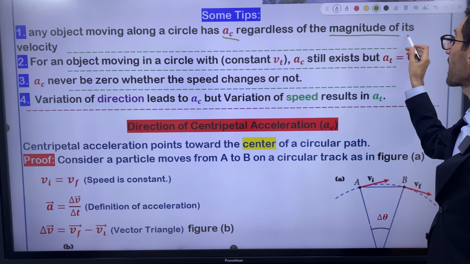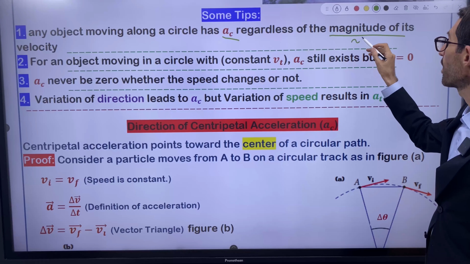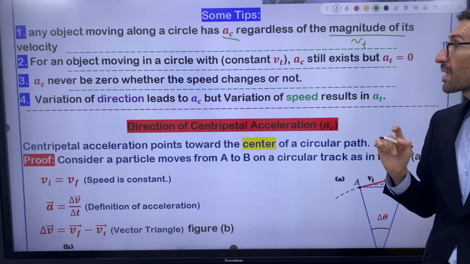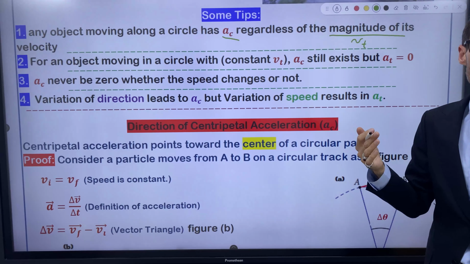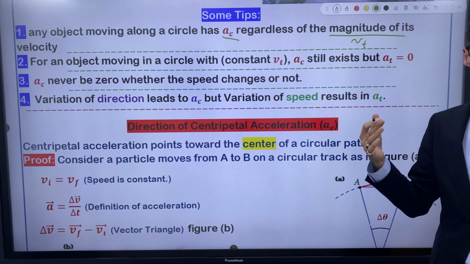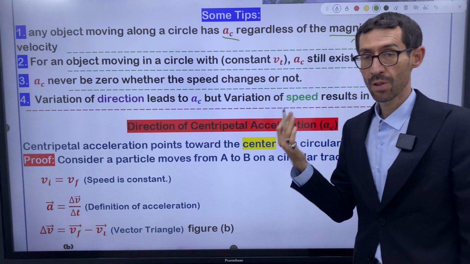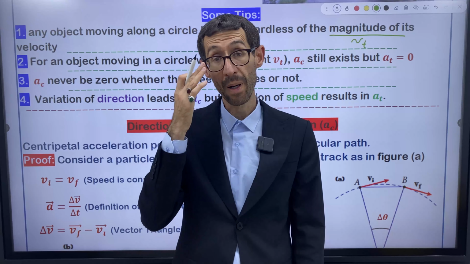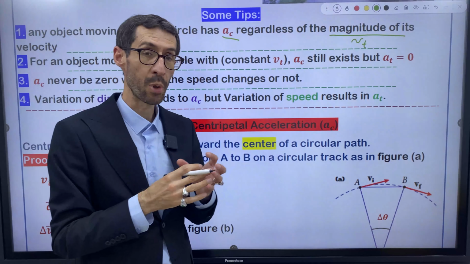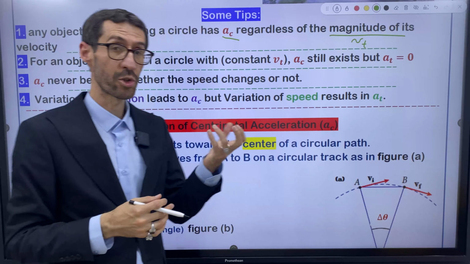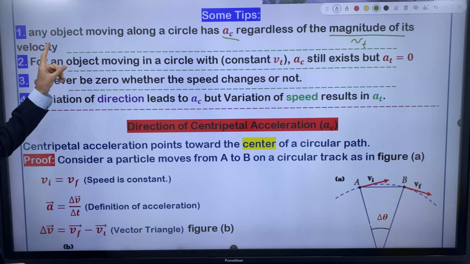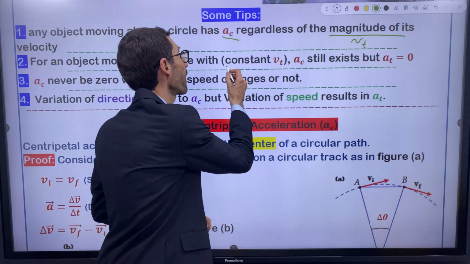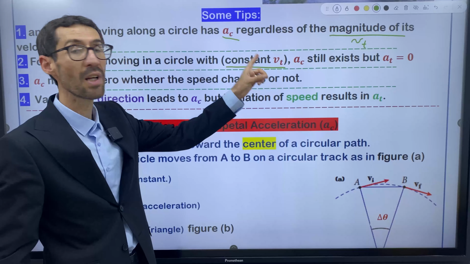What's the meaning of magnitude of velocity? It means speed, regardless of Vt, for example. Regardless of the magnitude of velocity means regardless of its tangential velocity, whether it moves with constant velocity or varied velocity, no problem. So it possesses centripetal acceleration. The second tip: for an object moving in a circle with constant tangential velocity.